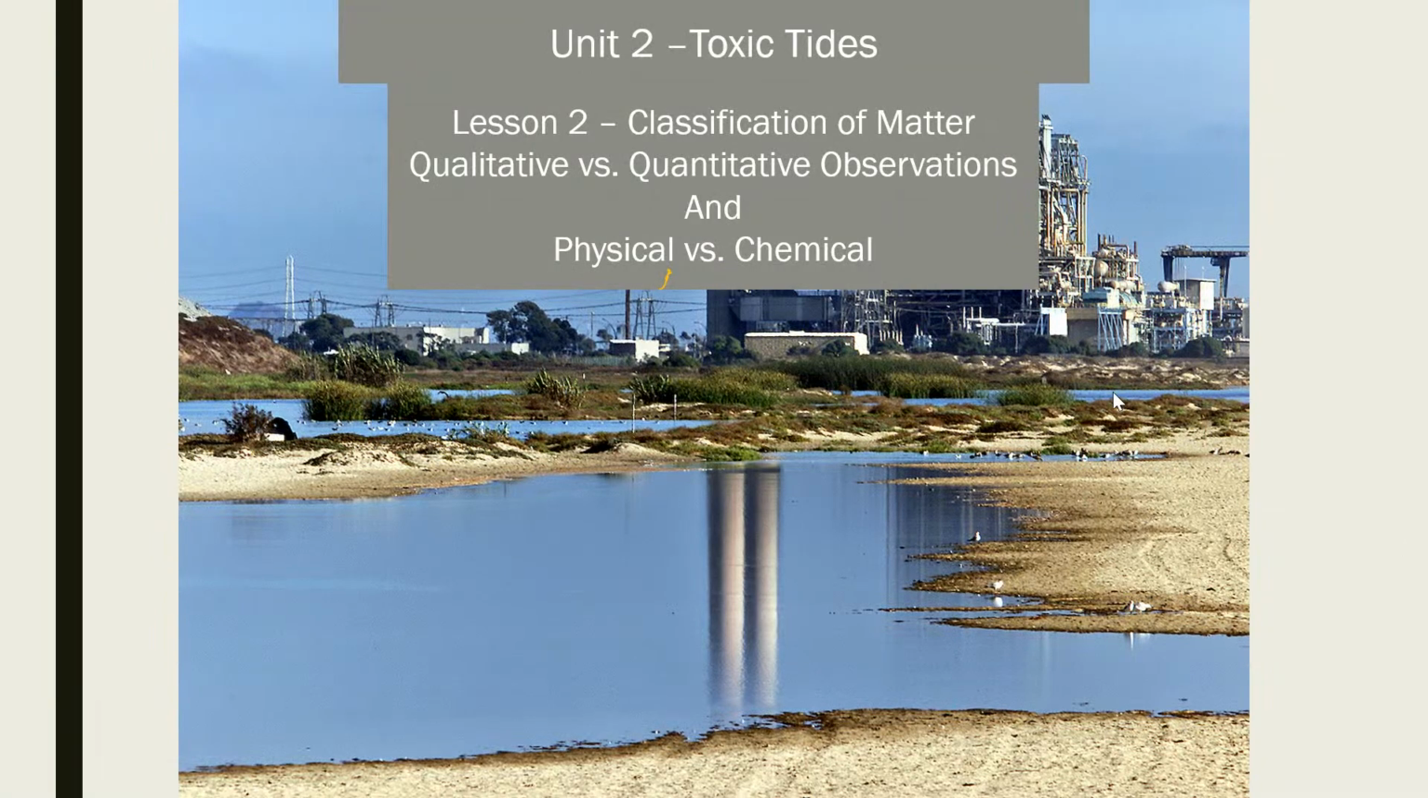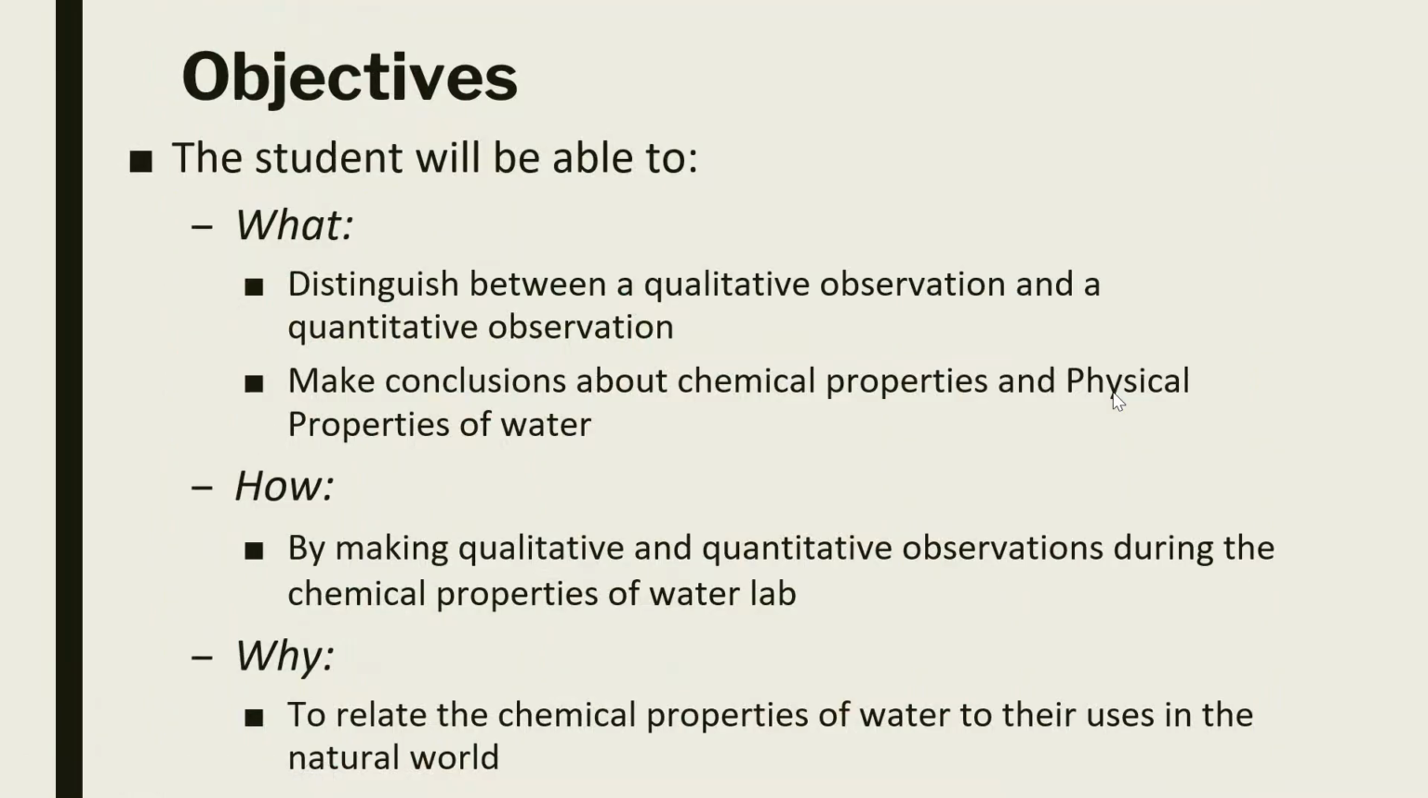So let's get started. The objective here is to be able to distinguish between a qualitative and a quantitative observation and to make conclusions about chemical properties and physical properties as they pertain to water. We're going to have a lab that goes along with the physical and chemical properties of water. We're going to talk about some different qualitative and quantitative observations that will show up in the water lab, and then hopefully relate this to chemical properties of water and their uses in the natural world. The next lesson is all about the chemical and physical properties of water.